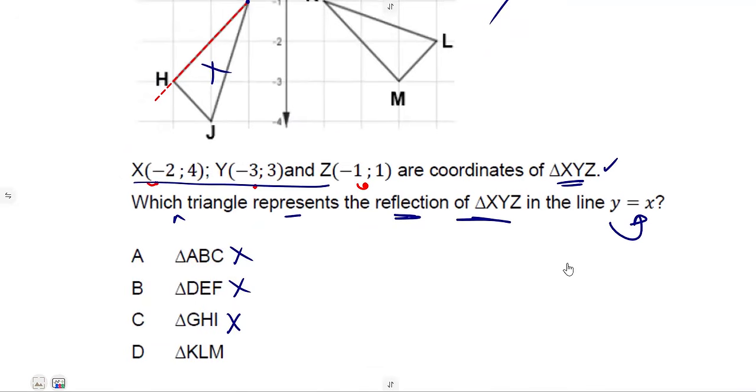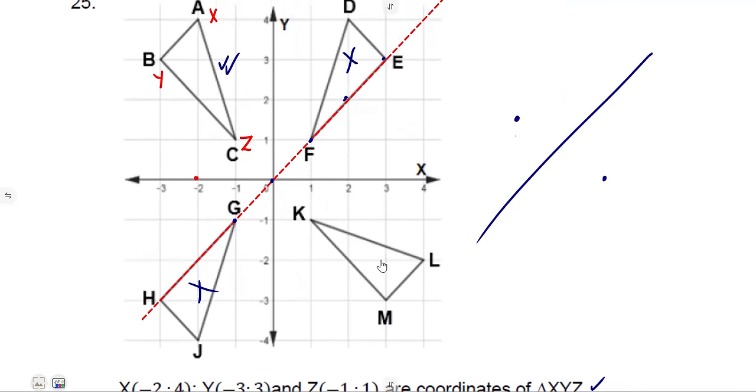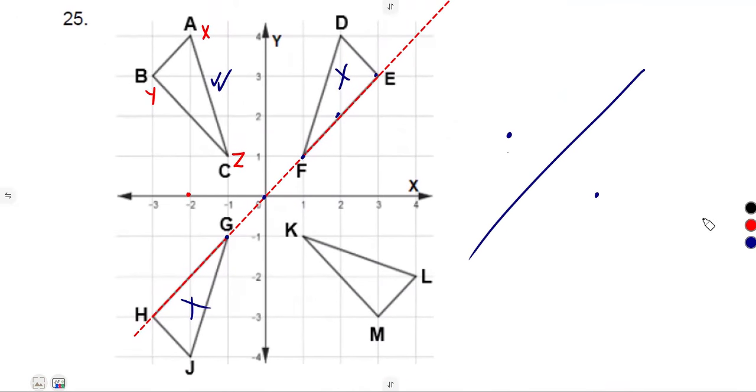Then we are left with KLM. Can we say it is a reflection of that triangle? By just looking, we can see it's a reflection along the line y is equal to x according to this interpretation. Or we can look into the points. Remember what I said about the transformation of the line y is equal to x: the points interchange.